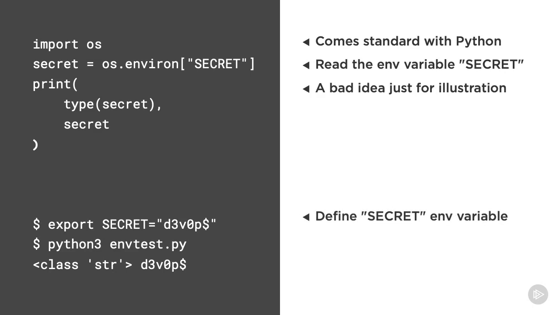In order for this to work, we must define an environment variable named secret, which is specific to a given shell process. It won't be checked into version control or be accessible by other users on the system. Then, we run the program and observe the output, which is the same as the previous slide.